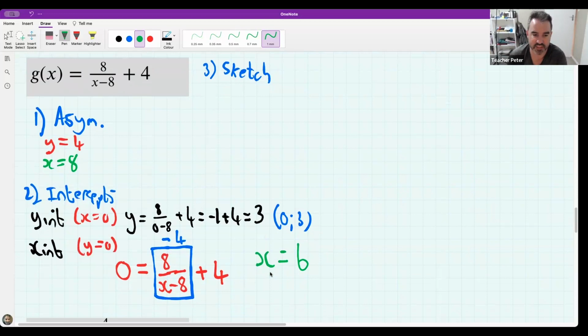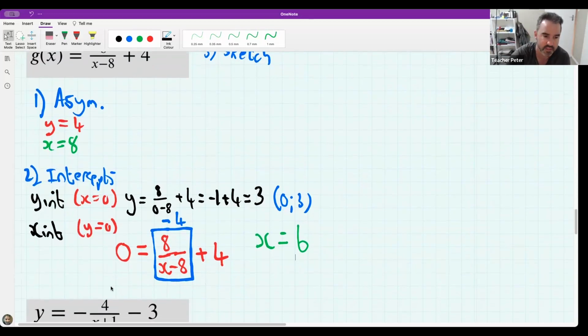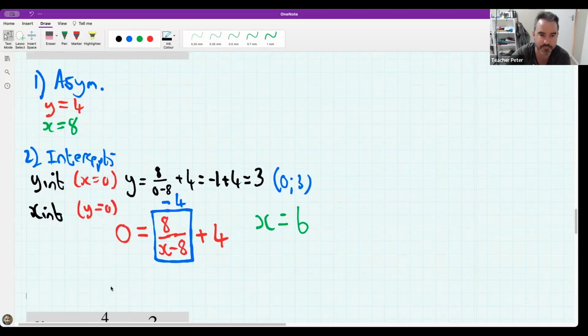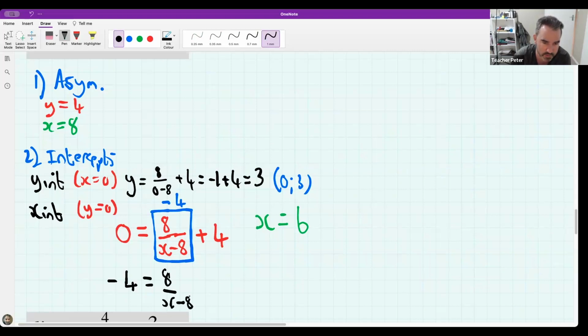If you didn't like that way, that's not a problem. Then the longer way to work it out, and I'll just show you that it does work, it just takes a bit longer, is you would take it to the other side. So minus 4 equals 8 over x minus 8. I don't actually have the full amount of time yet, but if you work it out, if you move this across and move things around, you will see that x is 6.